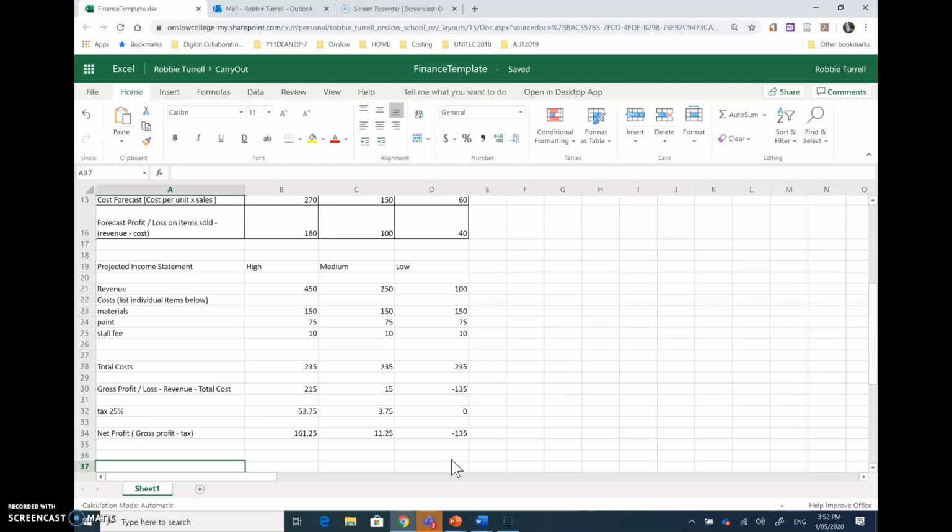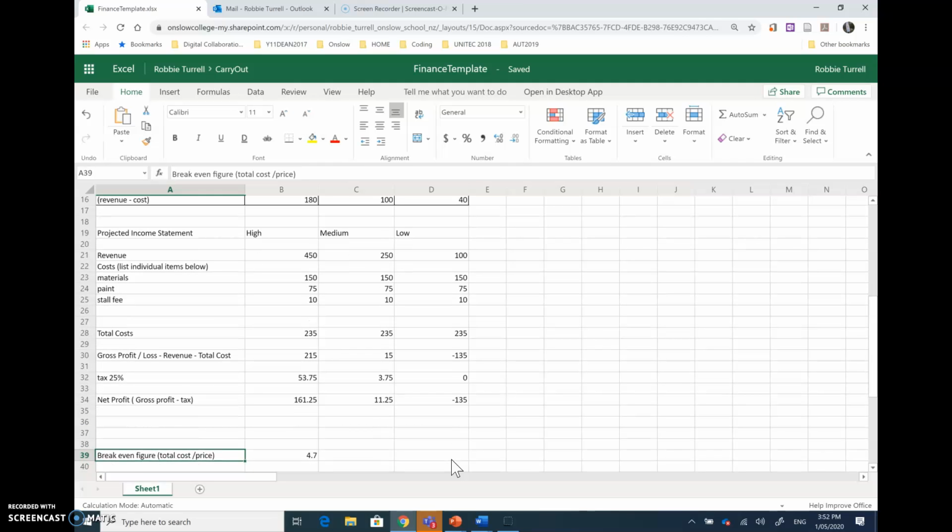Oh, and the last thing I didn't mention, down the bottom here, it also gives us a calculation of our break-even figure based on total cost divided by our price. So in this fictional scenario, we can say the break-even figure is 4.7, but you can't have 0.7 of a product, so basically our break-even point is going to be 5.